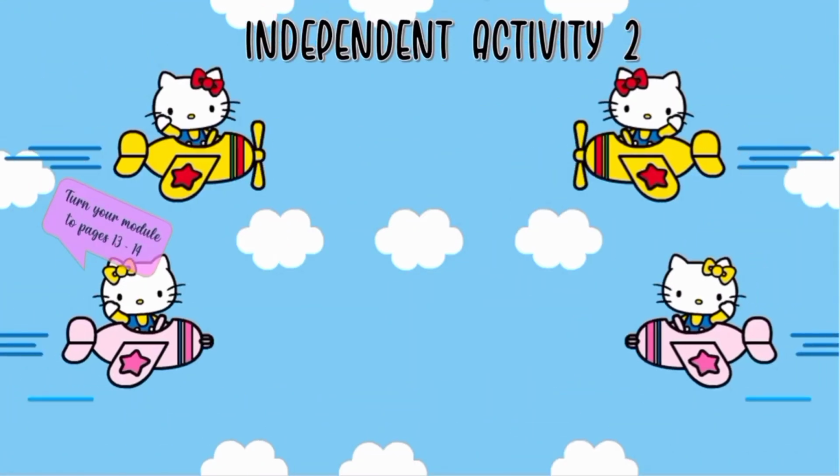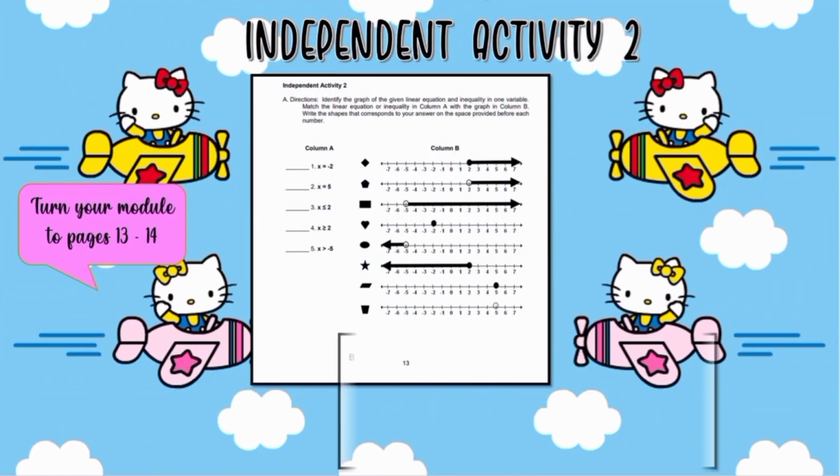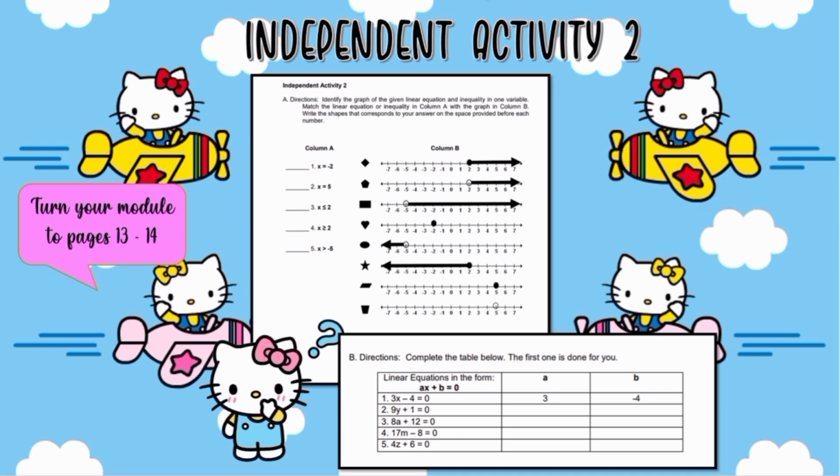Independent activity number 2. Turn your module to pages 13 and 14. For letter A, identify the graph of the given linear equation and inequality in one variable. Match the linear equation or inequality in column A with the graph in column B. Write the shapes that correspond to your answer on the space provided before each number. For letter B, complete the table below. The first one is done for you.